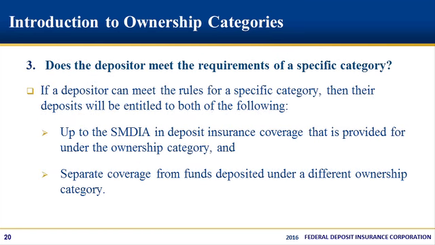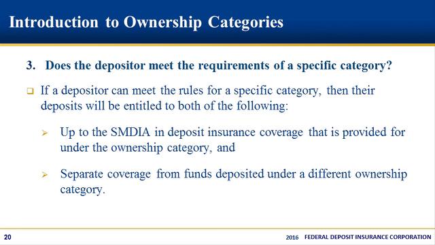Let's say we've determined our owner is an individual. Then we have to determine which of the 6 categories available to depositors the depositor would like to use. Based on the category or categories they select, this raises the third question to explore. Does the depositor meet the requirements for the deposit insurance category they would like to use?